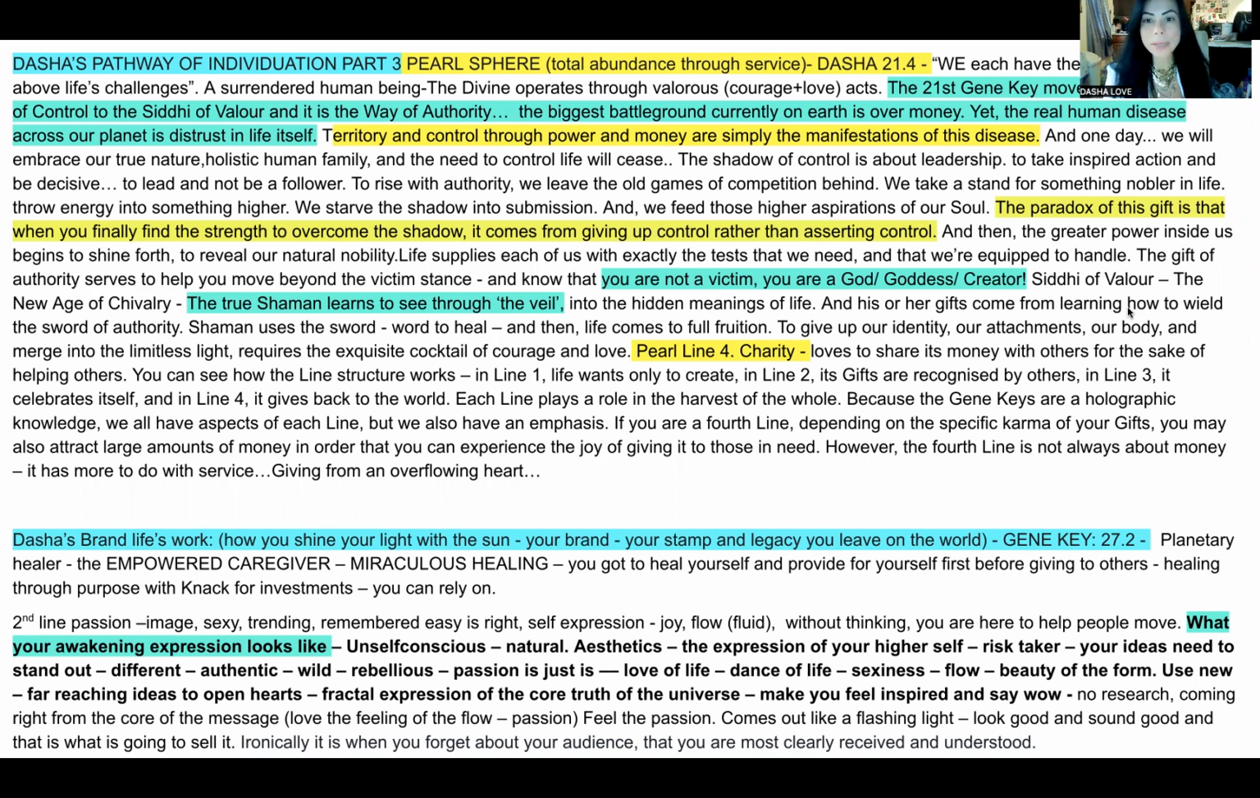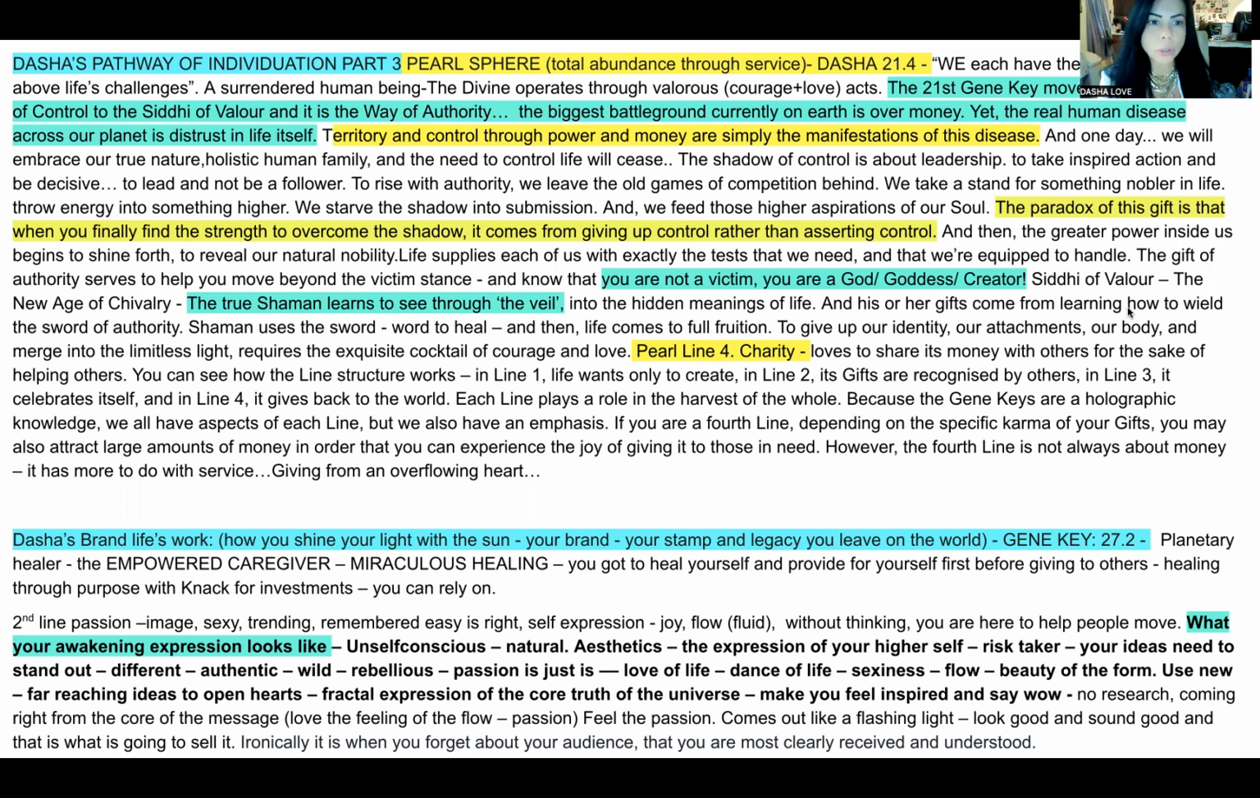The essence: total abundance through service. 21.4 for me. And we each have this inner nobility to rise above life's challenges, right? So a surrendered human being. That's me. The divine operates through valorous courage plus love acts. So the 21st Gene Key moves from the shadow of control to the city of valor, right?